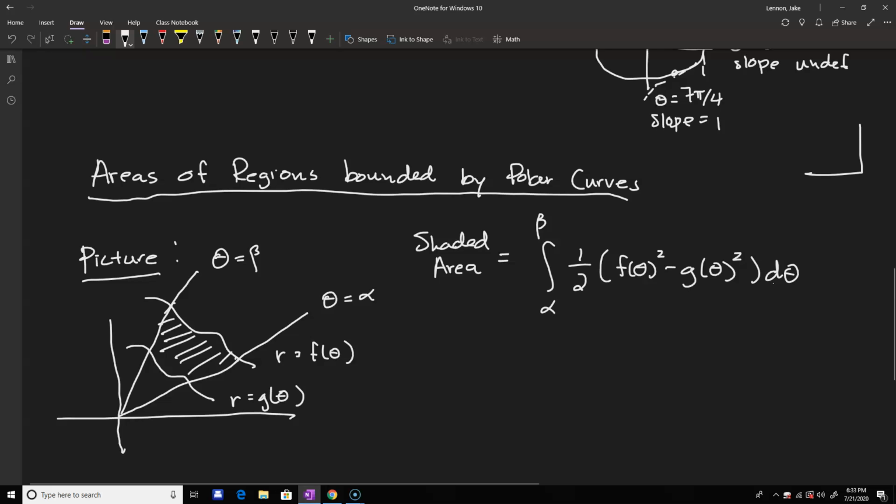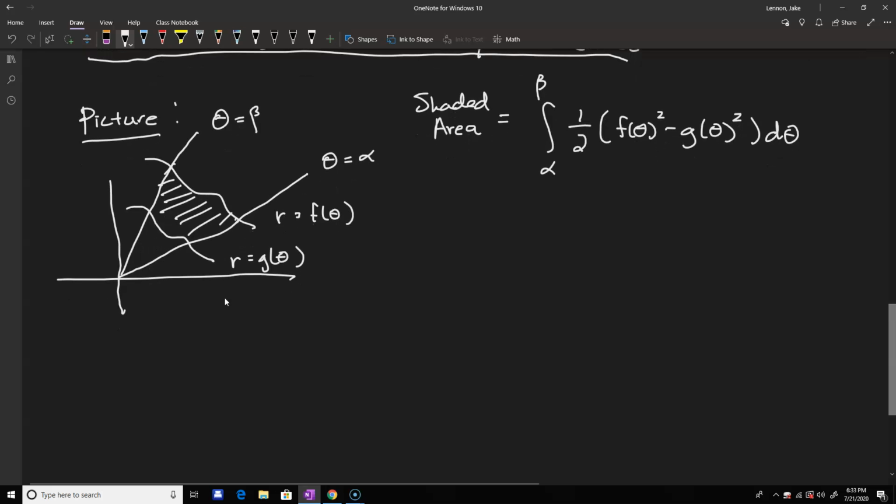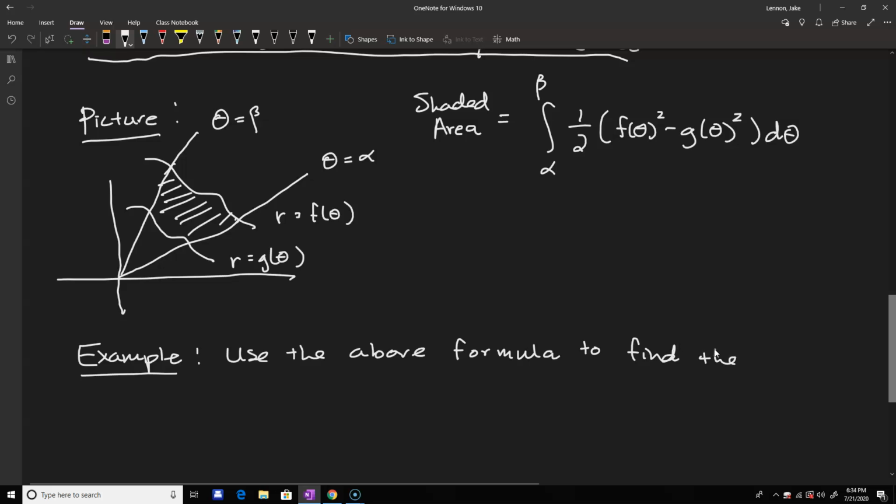We can do this for a lot of the graphs that we looked at. Maybe it's good practice to check one of the really basic ones. So let's say, example: use the above formula to find the area of the circle. That way we can check our answer to make sure it makes sense, since we know the area formula of a circle from geometry.